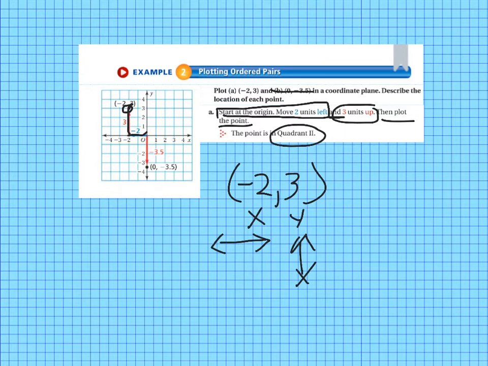So remember, this is quadrant 1, this is quadrant 2, this is quadrant 3, and this is quadrant 4. And we like to do those with Roman numerals, but sometimes we use just regular numbers as well.